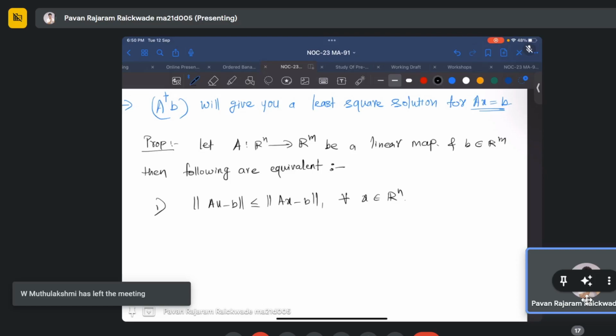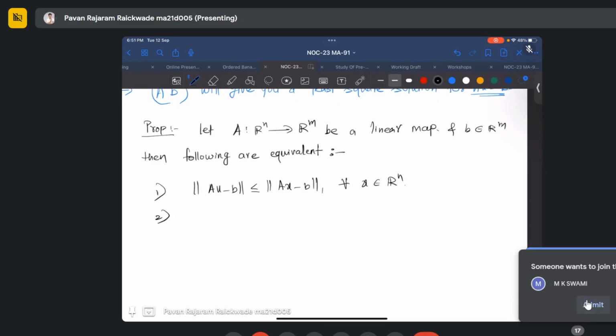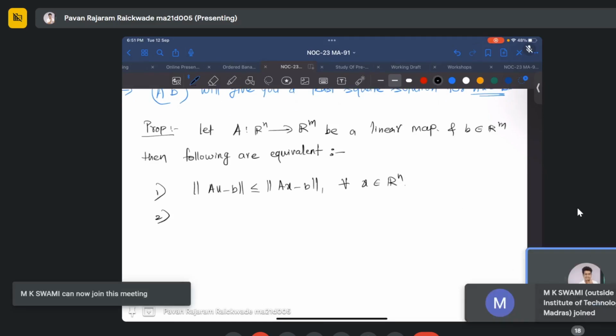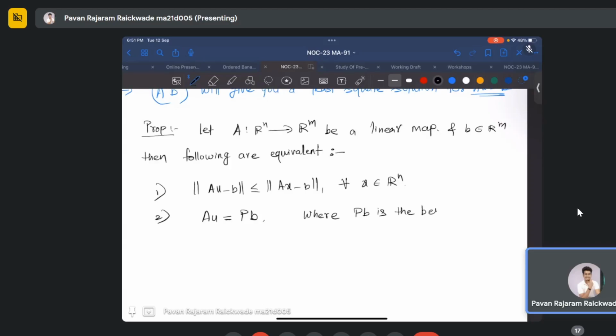Right? What is the meaning of this first statement? U is the least square solution for the system Ax equals to B. Now, equivalently, in the second line, what do you get? As we have seen before, this is equivalent to solving the equation AU equals to PB, where PB is the best approximation of B in range of A.